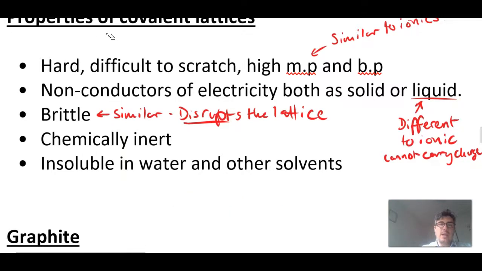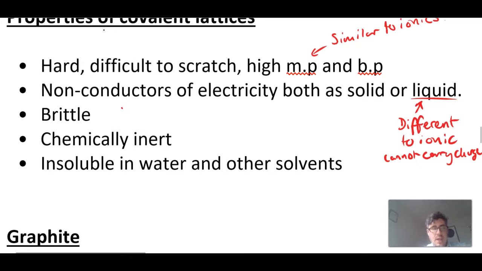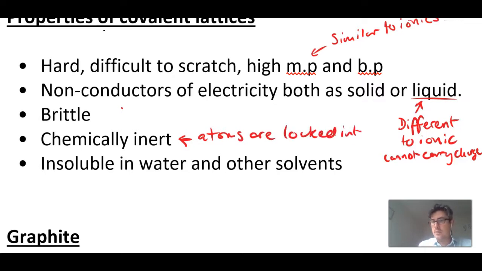Then we get on to chemically inert. So chemically inert is a common property here because the atoms are locked into place, and so they can't react. Okay. Now this differs a little bit from ionics, but it depends on the ionic substance. But generally, covalent substances are much less chemically reactive.